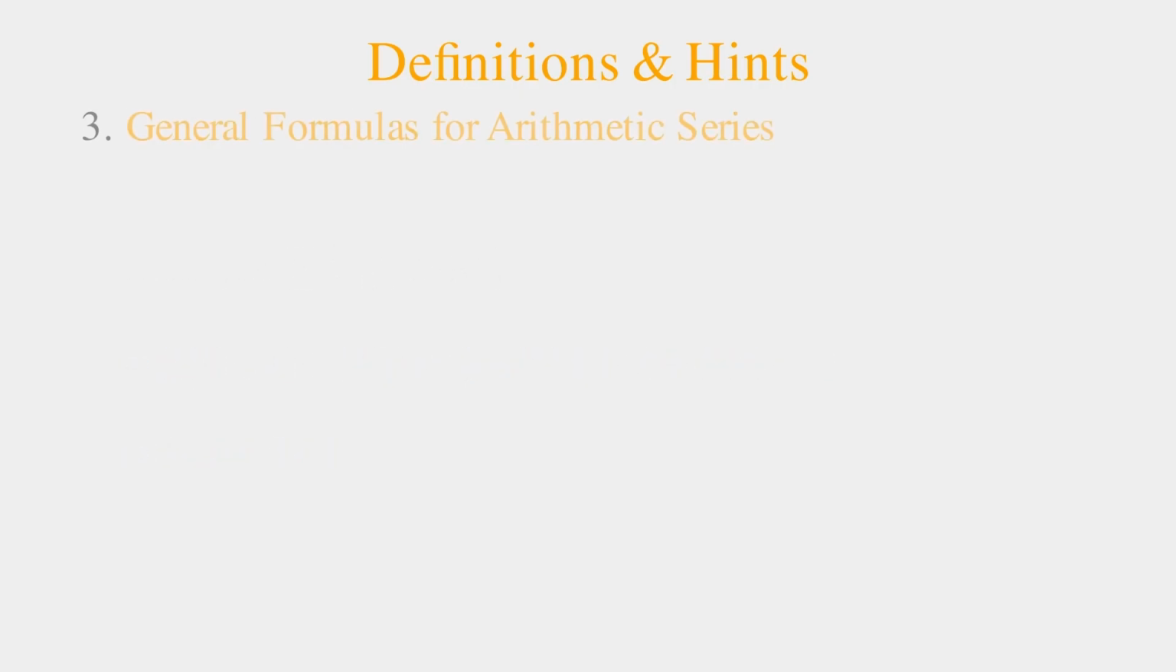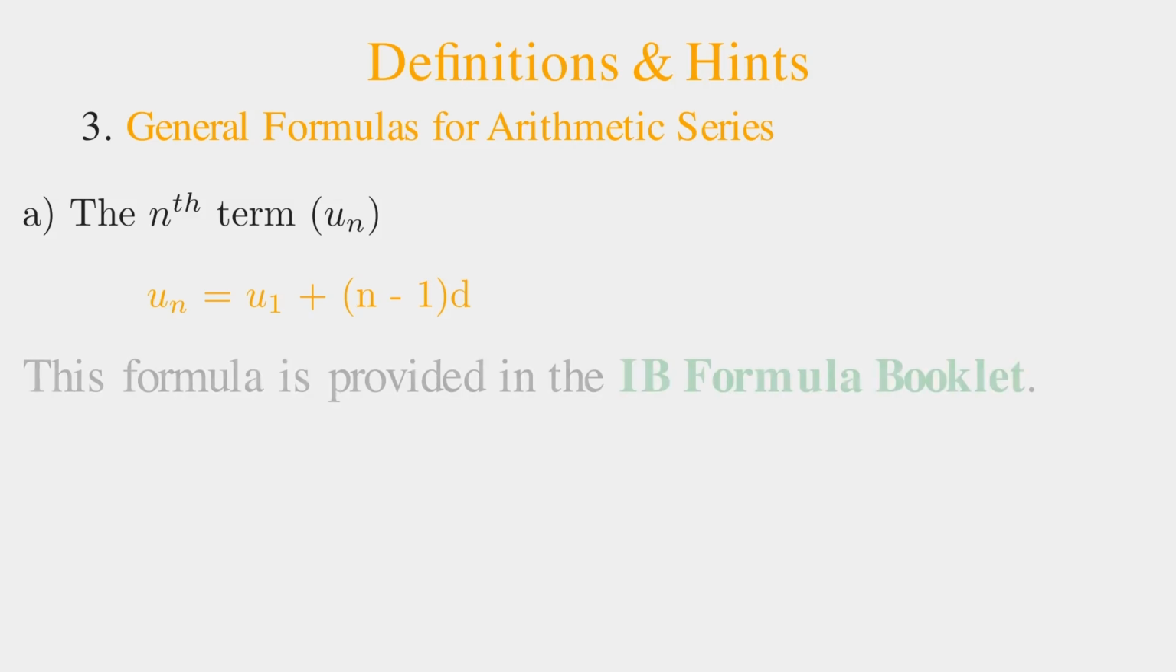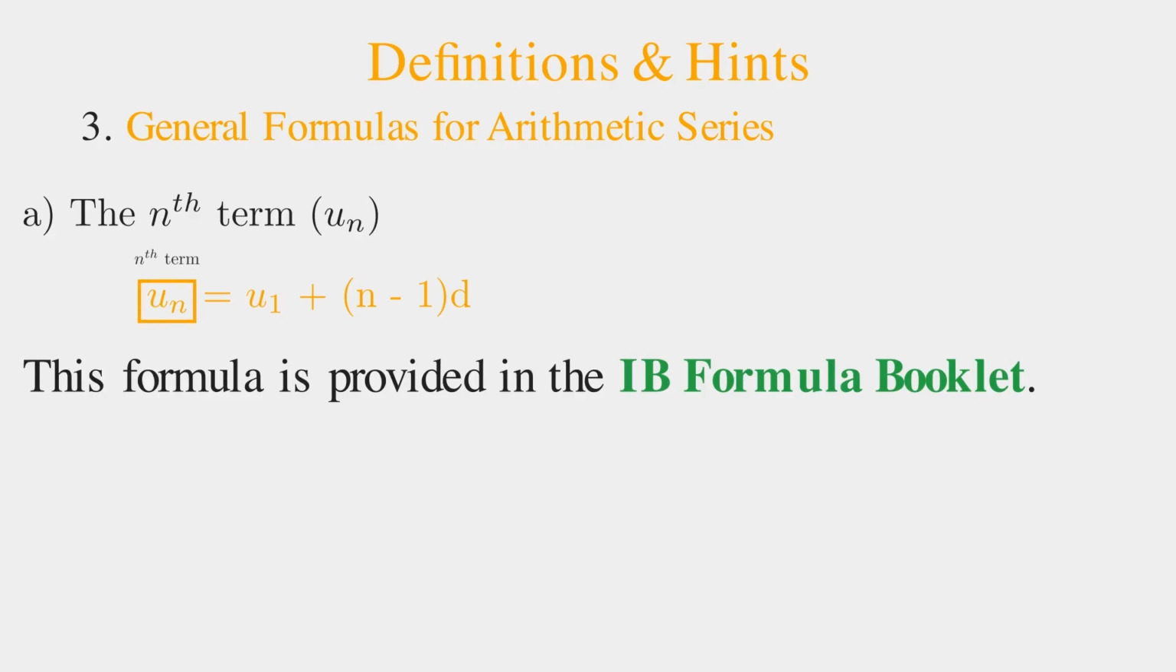Finally, let's talk about the general formulas. These are your best friends for arithmetic series. For the nth term, u_n, the formula is u_n equals u_1 plus n minus 1 times d. This formula, along with all the others we are about to discuss, is thankfully provided to you in the formula booklet. Here, u_1 is the first term, n is the term number, and d is the common difference. Remember, n represents the position of the term.